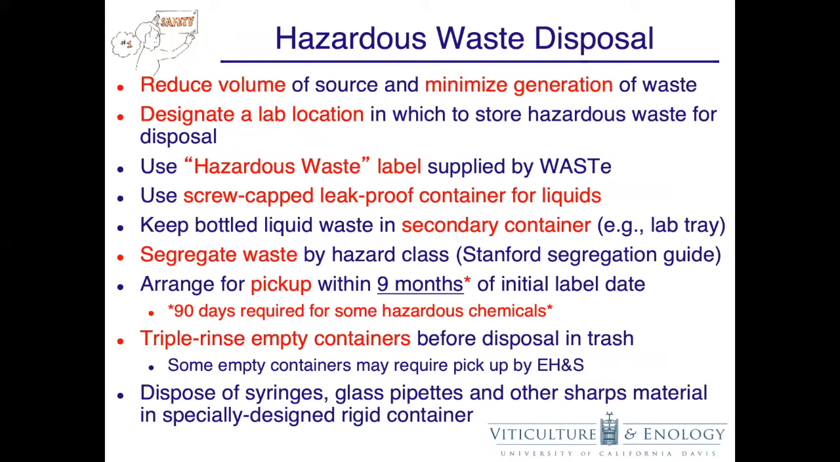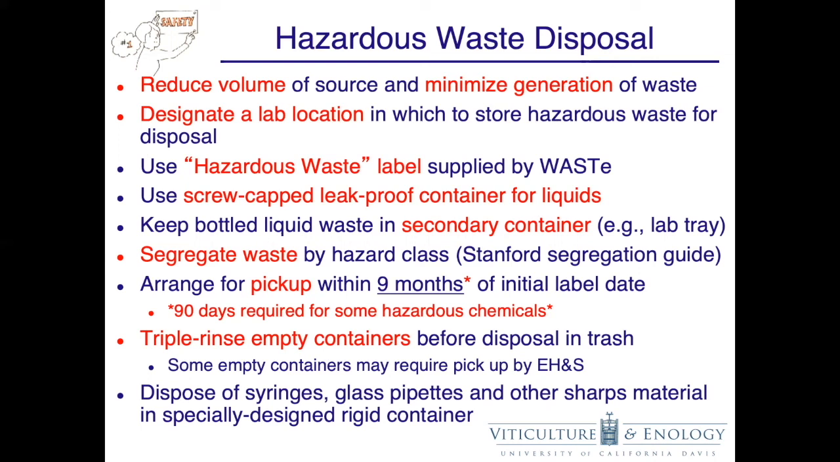Here are some guidelines for disposal of hazardous waste. Always reduce the volume of hazardous chemicals and minimize the generation of waste. Only order and use what you need. Use the hazardous waste label supplied by the Waste Online tool. For liquid waste, a screw cap leak-proof container must be used. Liquid waste bottles must also be stored in secondary containment. Segregate waste by hazard class. Proper chemical segregation is explained in the Stanford Segregation Guide, which I will talk about on a different slide.